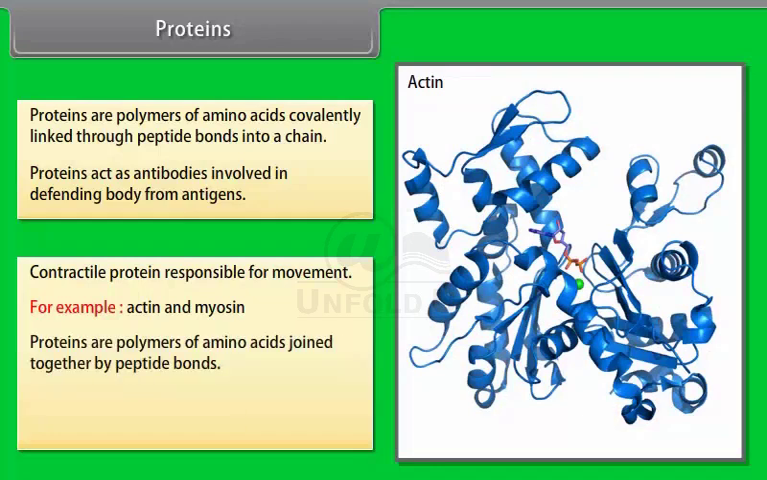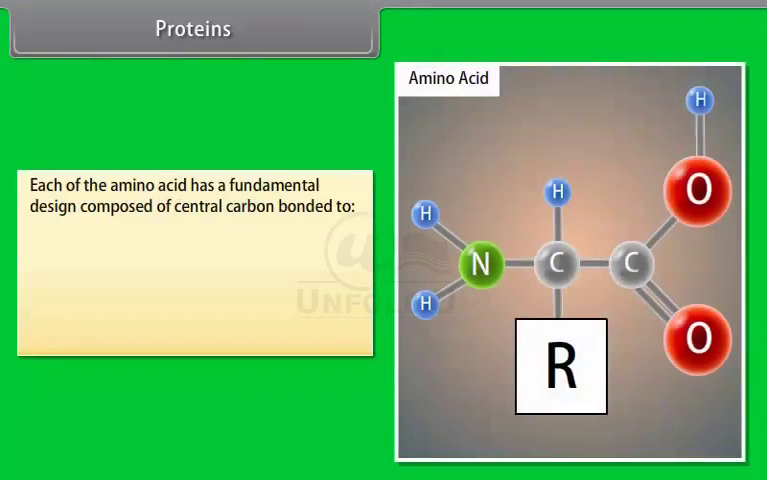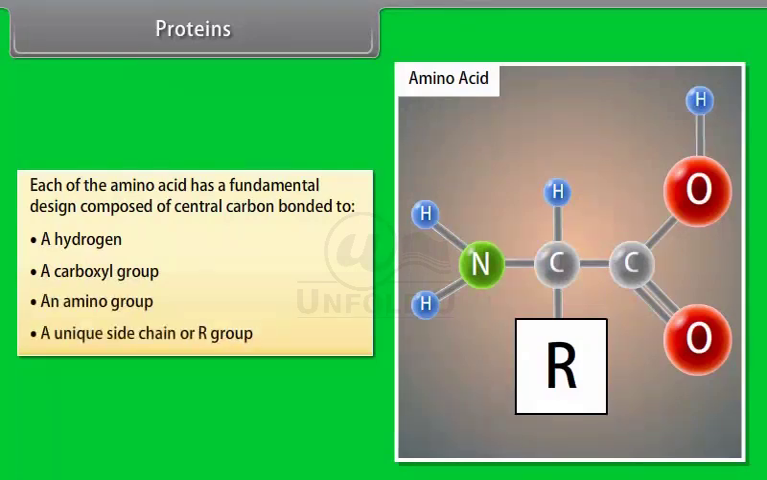Proteins are polymers of amino acids joined together by peptide bonds. There are 21 types of amino acids that make every protein. Each amino acid has a fundamental design composed of a central carbon bonded to a hydrogen, a carboxyl group, an amino group, and a unique side chain or R group.